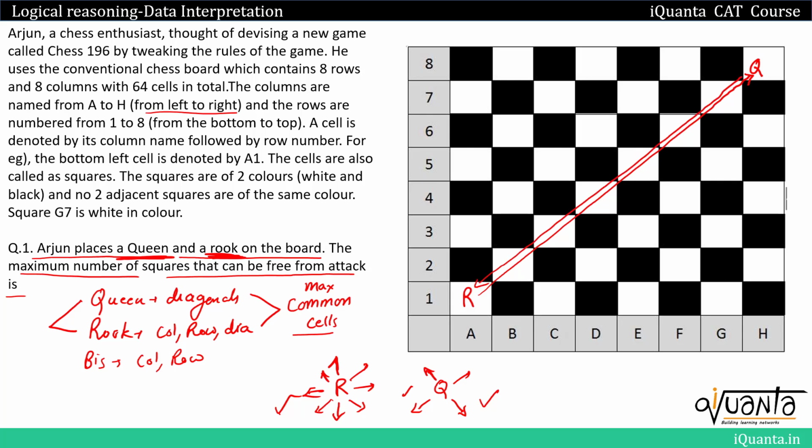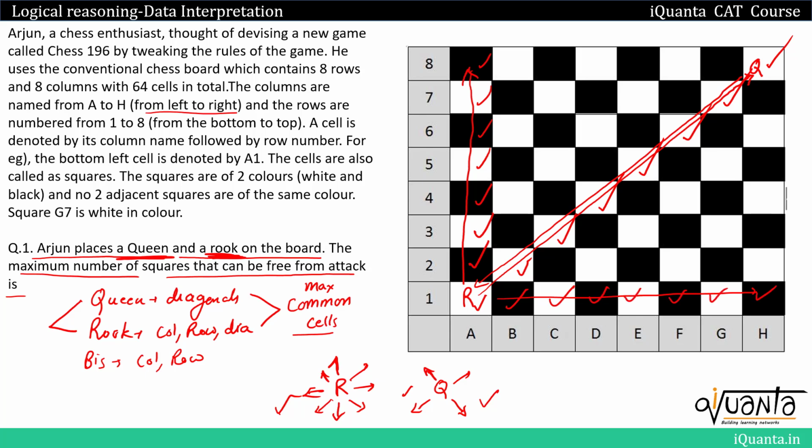Now this rook can attack this whole row and this whole column. There are no more cells that can be attacked by this queen and this rook. So how many cells are being attacked? See, this whole diagonal will be attacked, this will be attacked, this will be attacked, this will be attacked. All these cells on the diagonal will be under attack. Also this whole column will be under attack, and this whole row will be under attack.